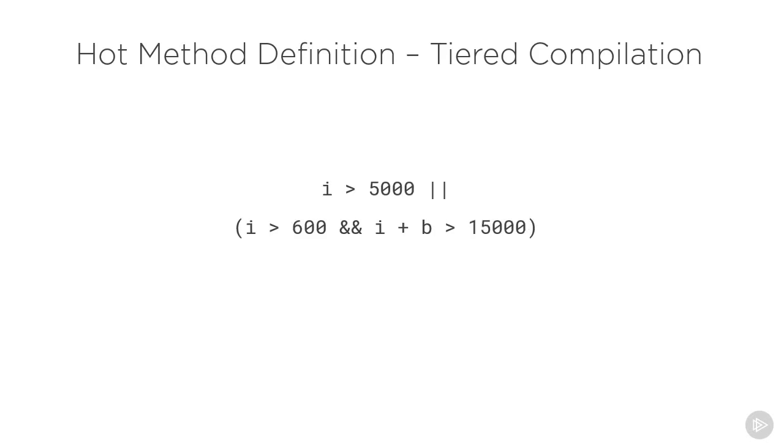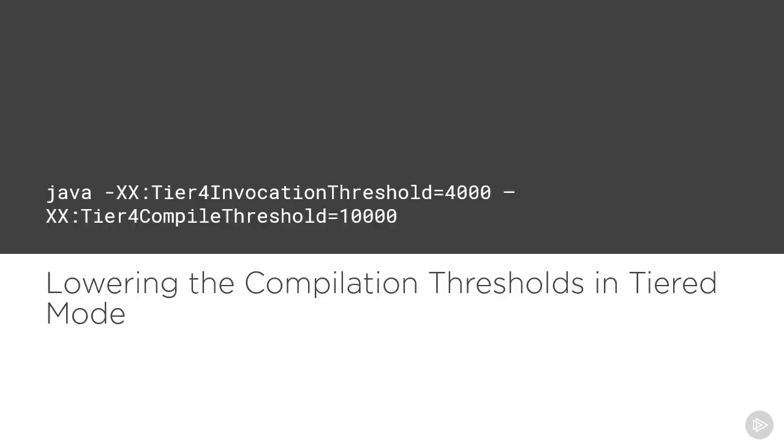Here the tier 4 invocation threshold is set by default to 5000, and the tier 4 compile threshold is set to 15,000. You could lower the threshold for level 4 compilation by passing in the appropriate command line flags to do so, but at the time of this recording, modifying the tier 4 invocation or compile threshold is not commonplace. Lowering the compilation threshold is much more common when plain server mode compilation is used.